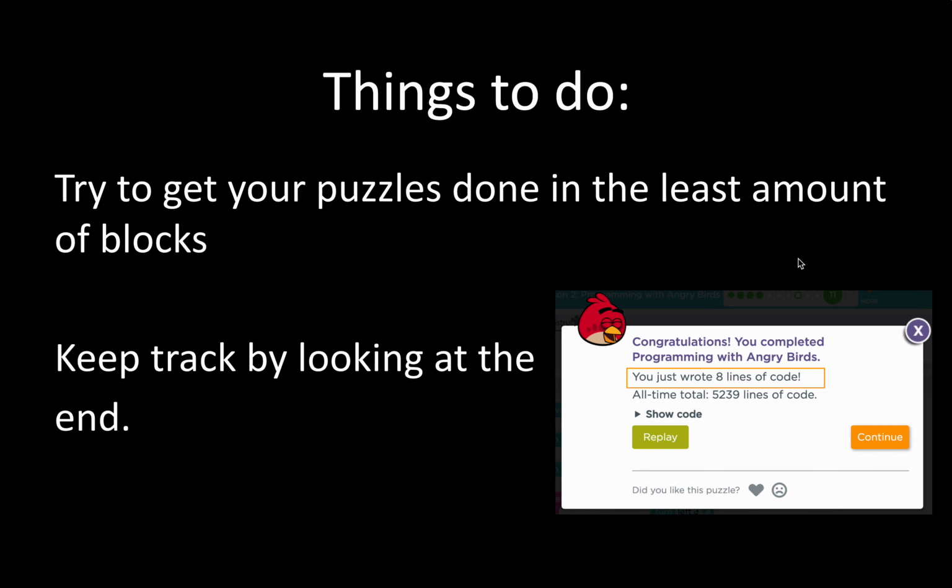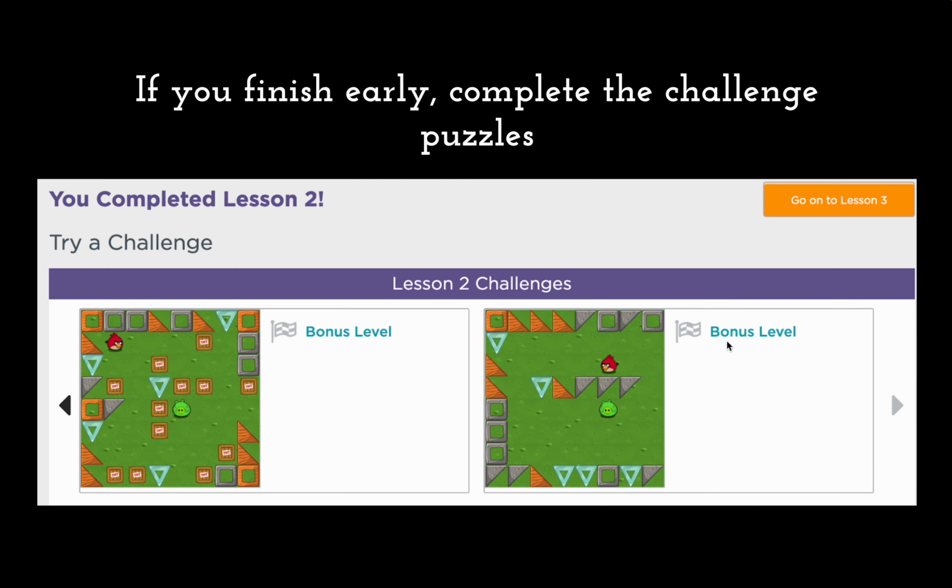Try to get your puzzles done in the least amount of blocks. Here you can see that you finished your code in 8 lines, so keep track of looking at that at the end. It'll also have an all-time total that will add up as the year goes on. You can see right now I have 5,239. I'll leave it at that for now.